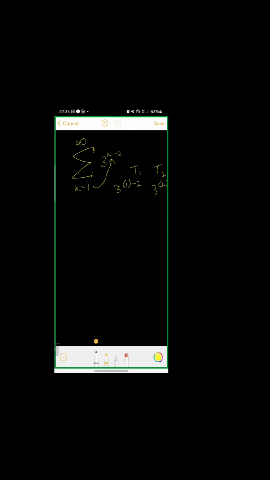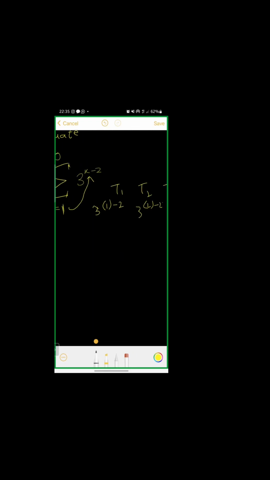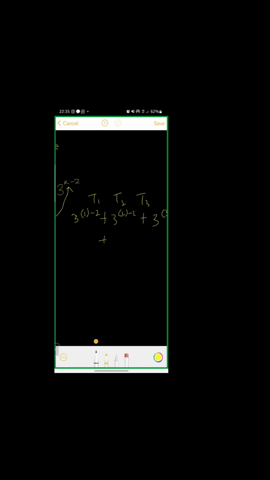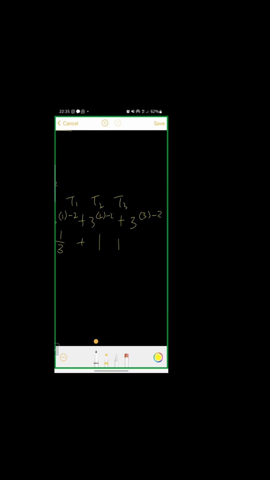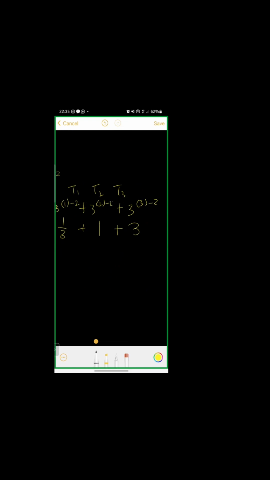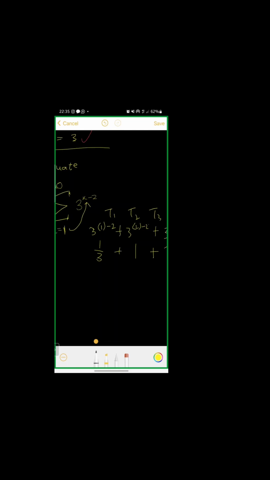Can somebody please help us here? What is term 1? It's 1/3, and then the next one is 1. And then the third one is 3. Oh, it's 3, because the exponent is what we have there. So these are our first 3 terms.